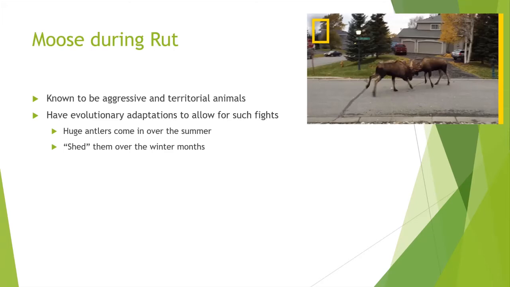And they have evolutionary adaptations to allow for such fights. They have huge antlers that come in over the summer, and they shed them over the winter months. So over the breeding season, they will have these in order to have these types of fights. And for anyone familiar with the up north regions inside of Canada or inside of Russia, we've seen these types of things happen. And usually there's some rather interesting videos that come out now and again.